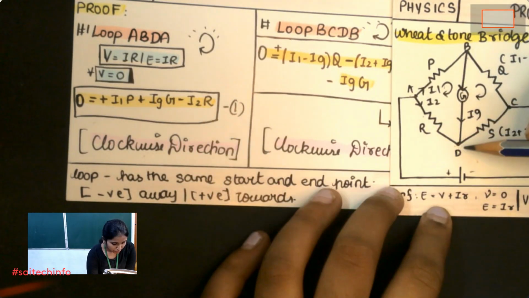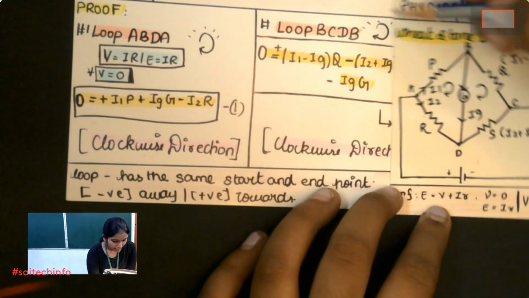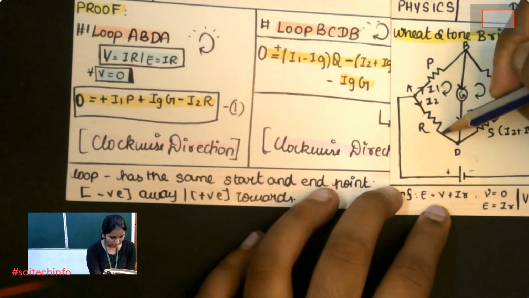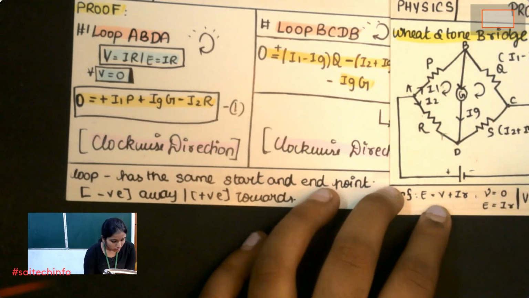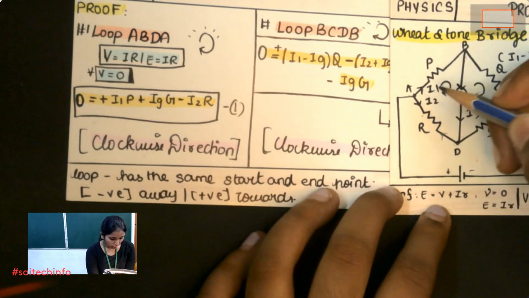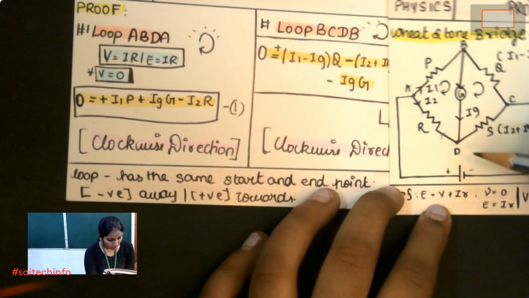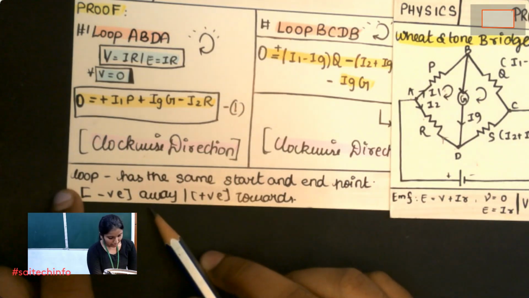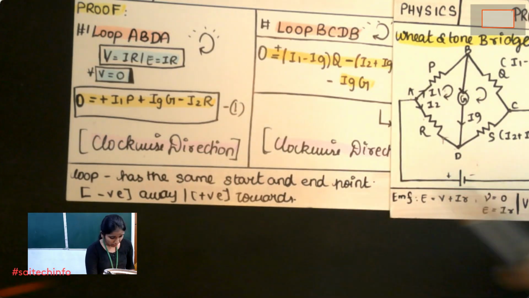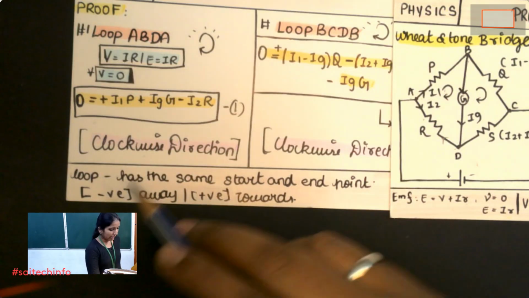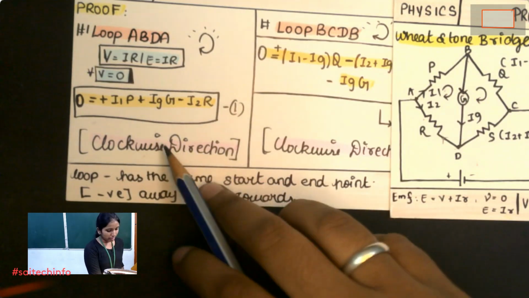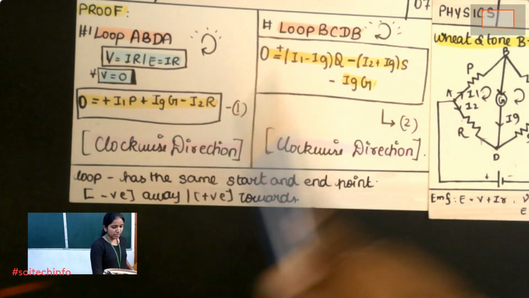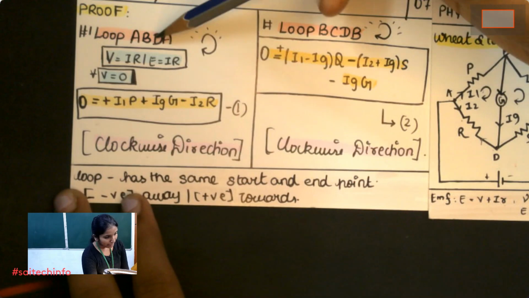And from D to A, the current is flowing in the opposite direction. You can see that I2 is on this side and it's not moving in this direction. Sorry, it's not moving from D to A, it's moving from A to D. So if the current is flowing away from the junction, it is represented with a minus sign. So this is the first loop in the clockwise direction. And what this loop means is that it has the same start and end point. Here we can see A, B, D, A.